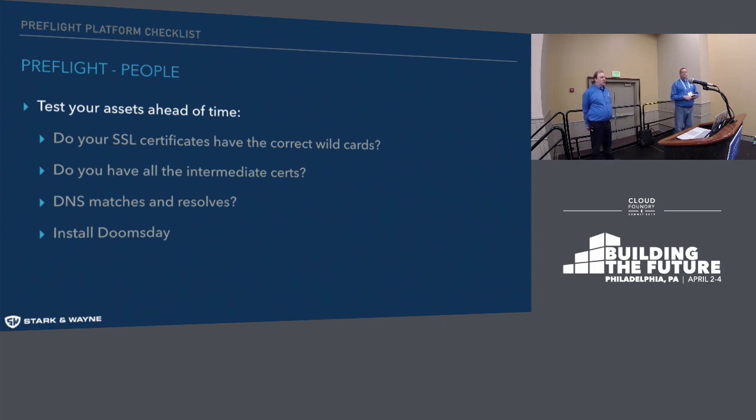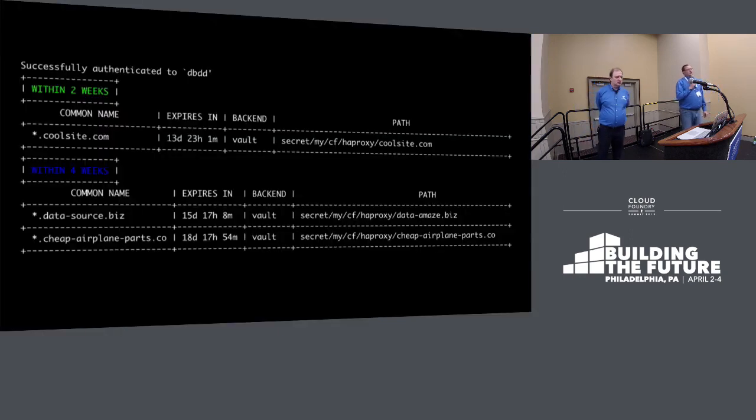And finally, install Doomsday. I made a joke a little earlier about there being a Doomsday talk going on right now. Stark & Wayne has also given a talk about Doomsday, which is a great little application that goes out there and looks at when the certificates expire. You don't want to know that your certificates have expired after they have. It makes cleaning up your production environment a whole heck of a lot harder. So I encourage you, when you get back home, I'm assuming these are being recorded, go back and check out that particular presentation.